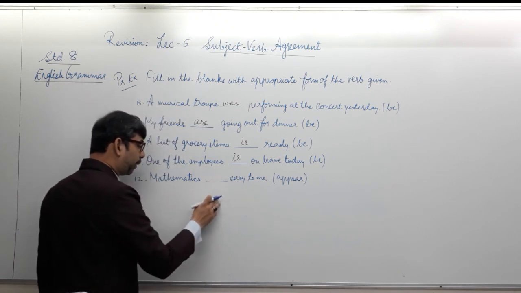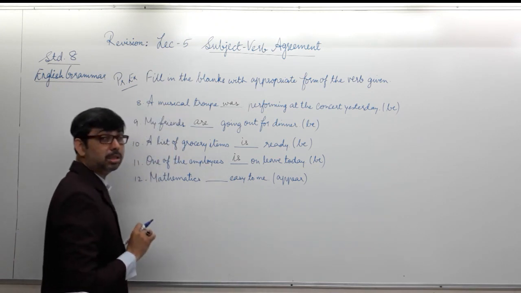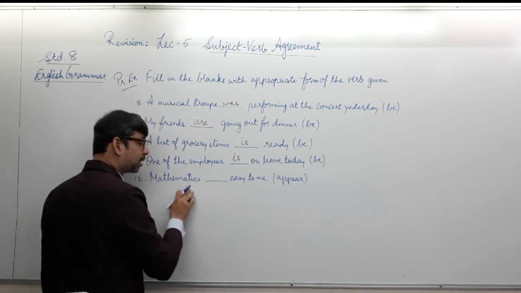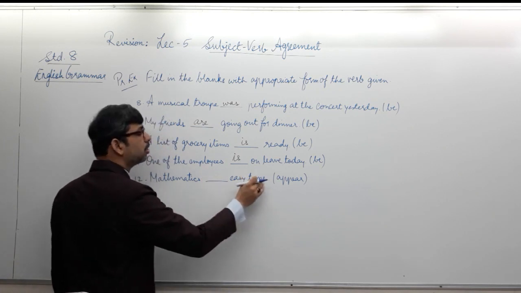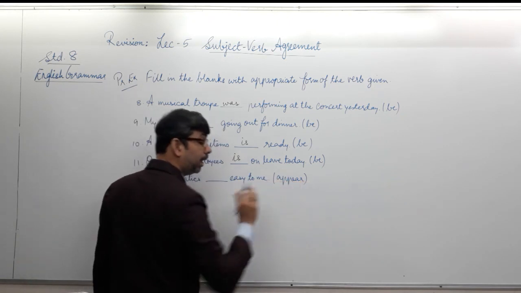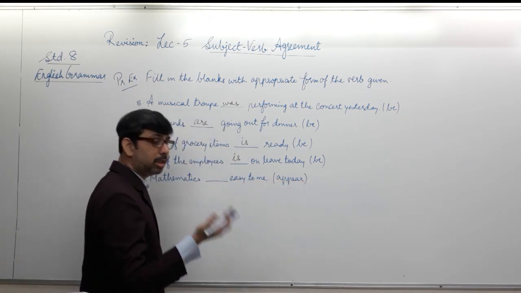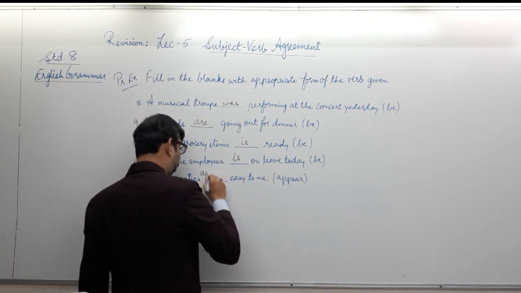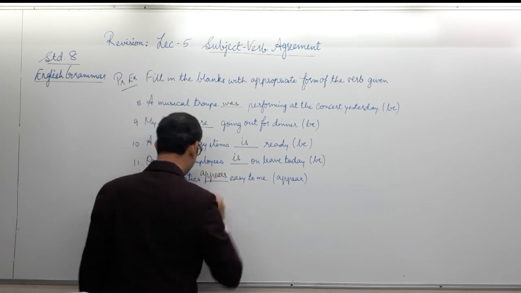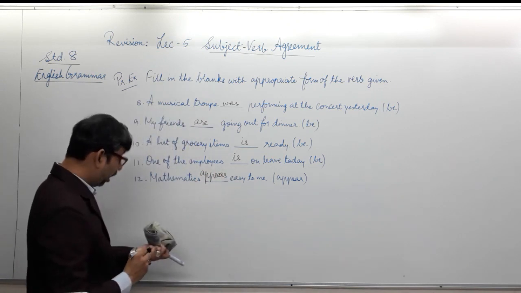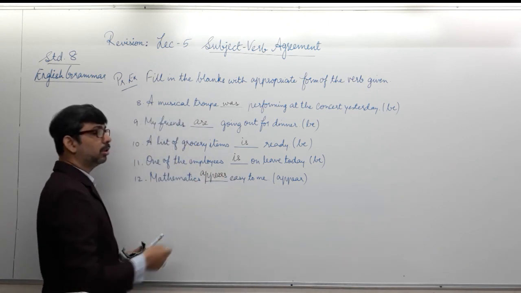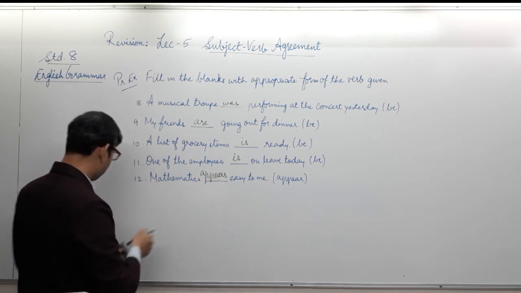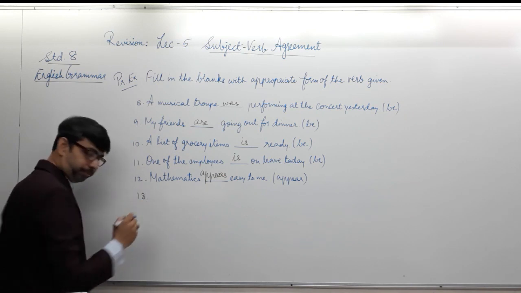Therefore, the verb that we require to put over here must be singular in order to get in accordance or agreement with its subject. So, mathematics appears easy to me. When I add S into it, it doesn't become plural, it becomes actually singular. So, let us write this down and apply an appropriate verb to agree with its subject. Mathematics appears easy to me. So, applying an S makes the verb singular. The next one, number 13.